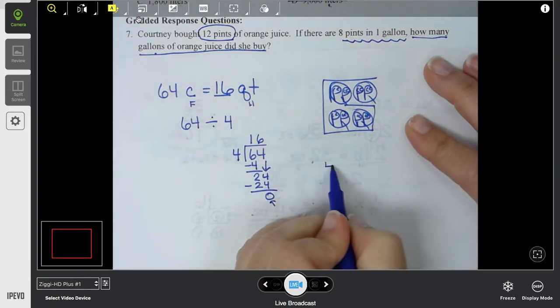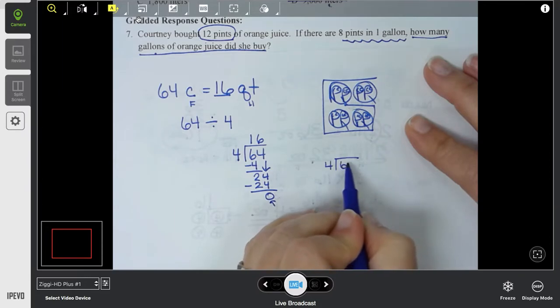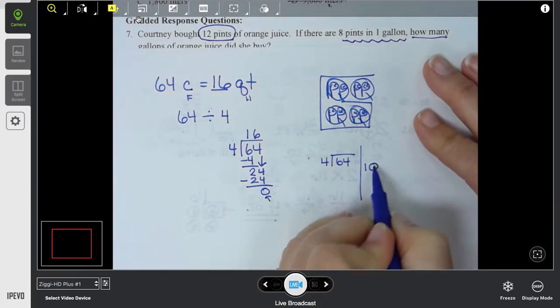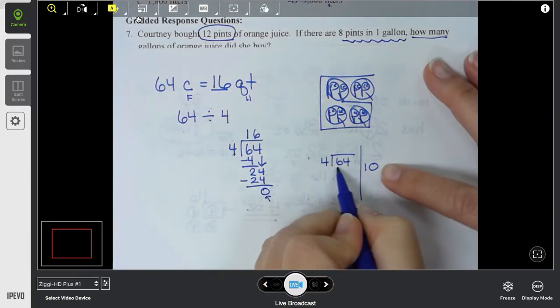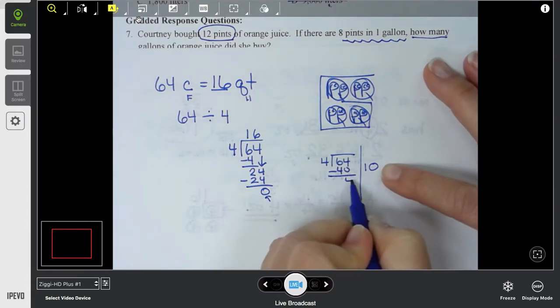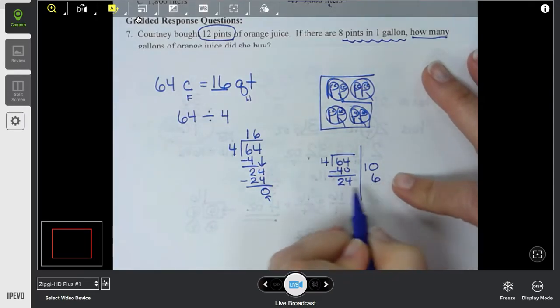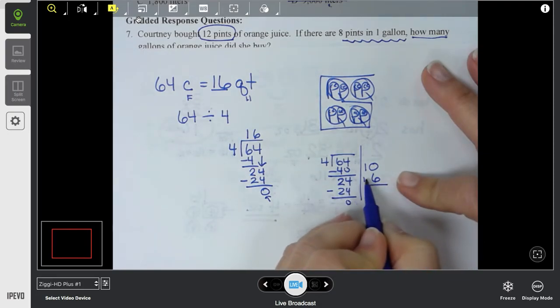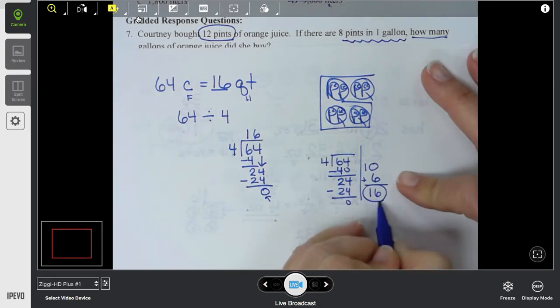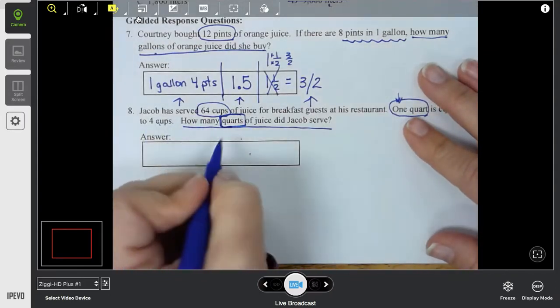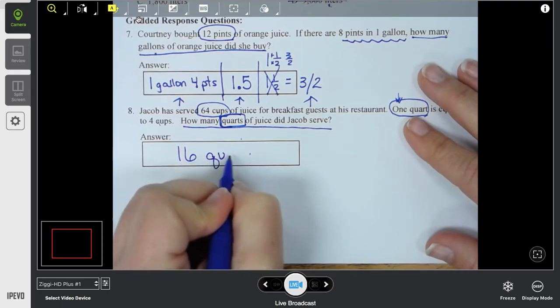If you're going to do this division the partial quotients way, this is what I would do. How many 4s go into 64? Well, I know I can get 10 4s out of there to get 40. And then there's 24 left, and I can get 6 4s out of 24, which makes 24, for none left. Put those together, it equals 16. Same answer. Okay, so 16 quarts.